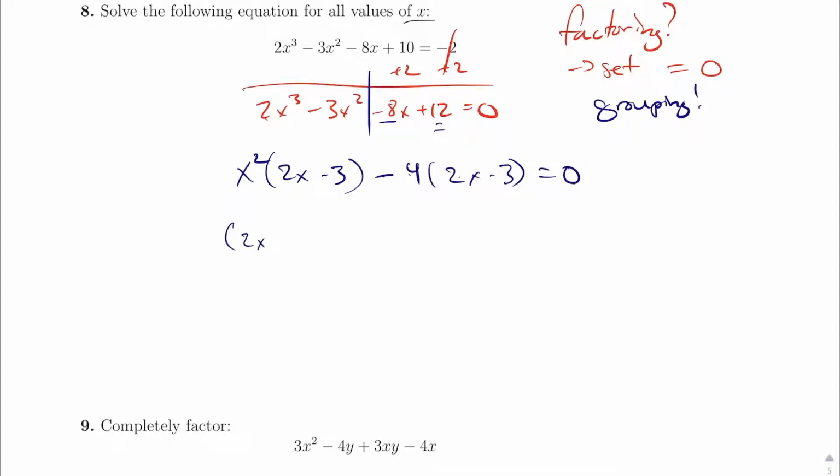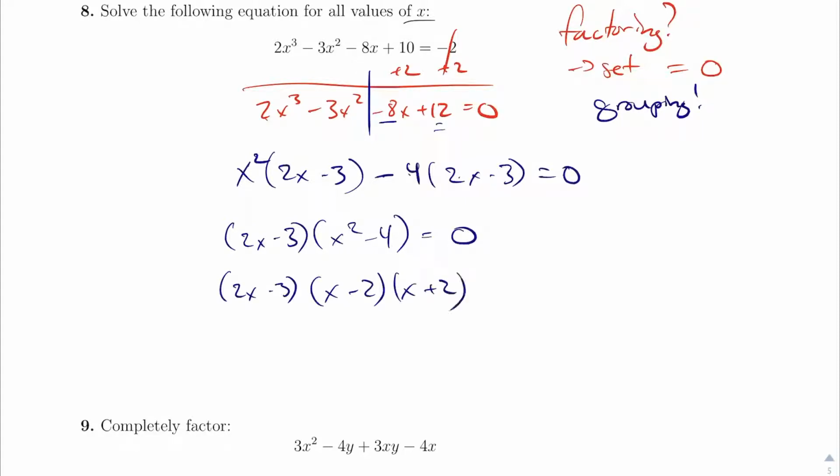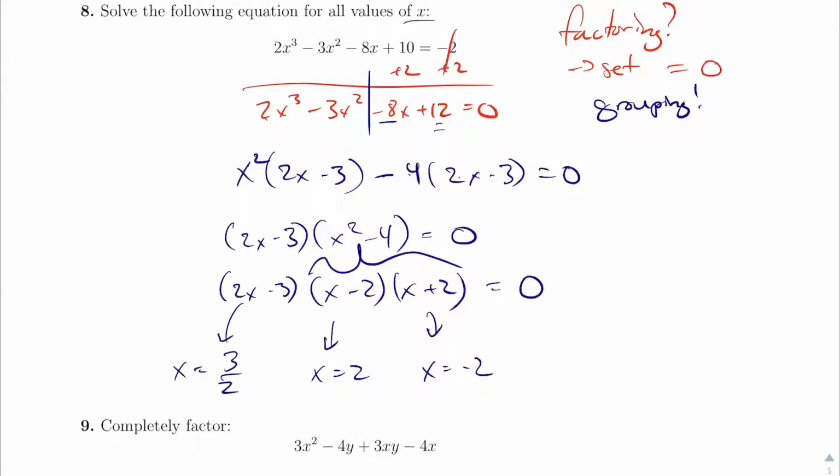So we get 2x minus 3 times the leftovers, x squared minus 4 equals 0. This can be factored one more step to x minus 2 times x plus 2 using difference of squares. And now we get 3 solutions: x equals negative 2, x equals 2, and x equals 3 over 2 when we set this equal to 0.